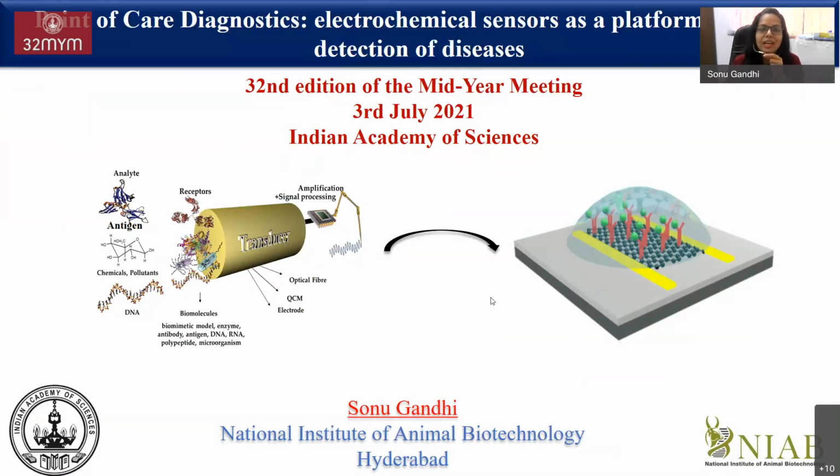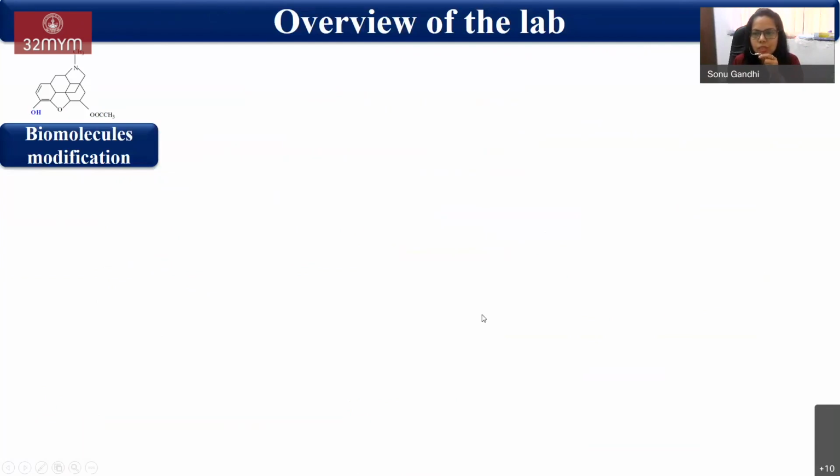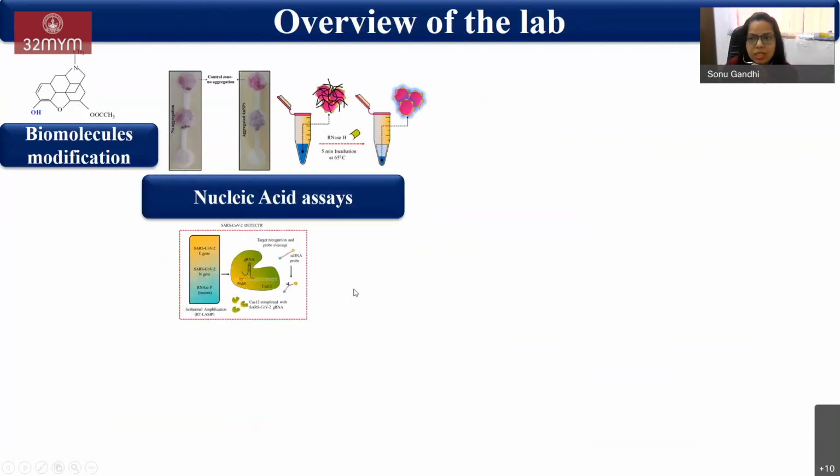Today, I will discuss the electrochemical sensors and how they work. So, before starting into details, I would like to describe the overview of our lab and what our expertise is. First is the biomolecule modification. Whenever we design any sensor, we use the molecules and modify them as per the requirement.